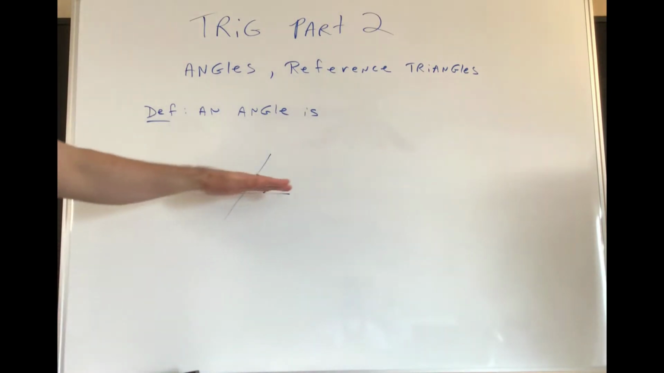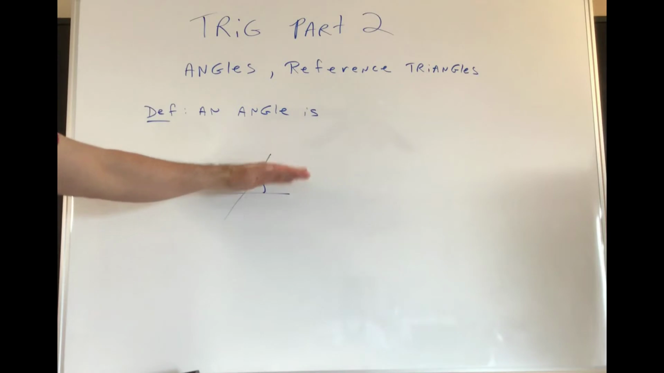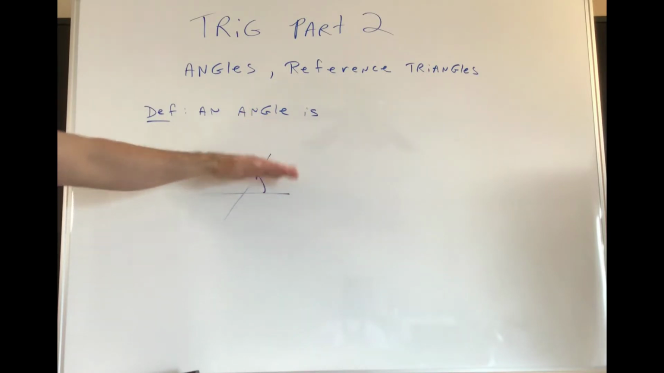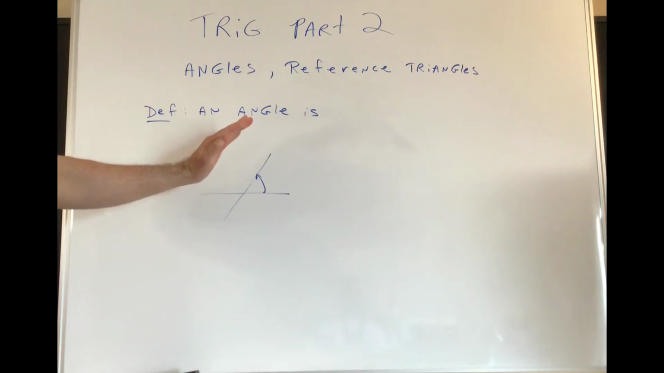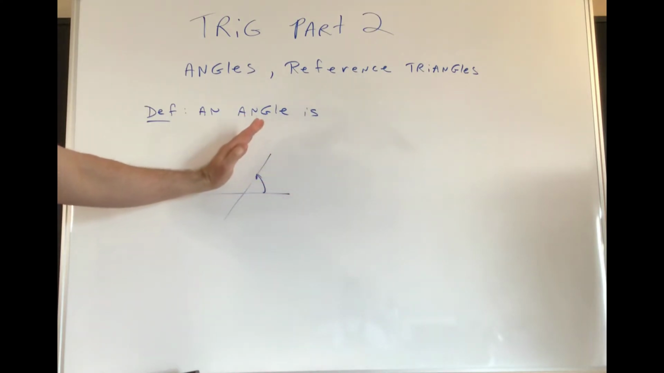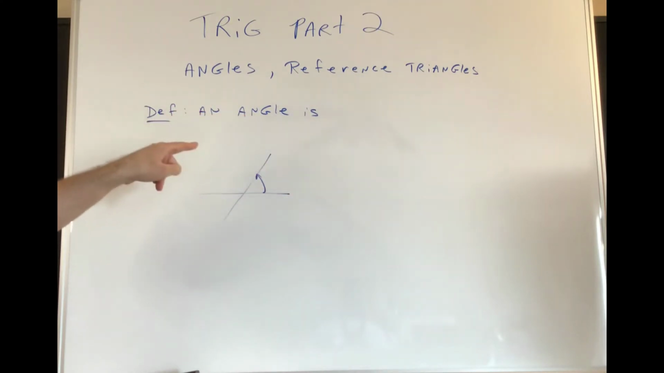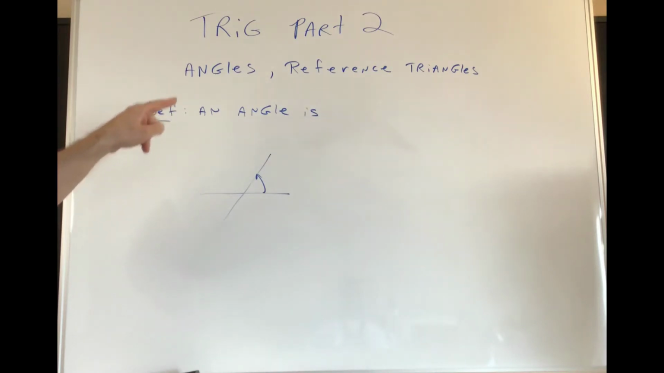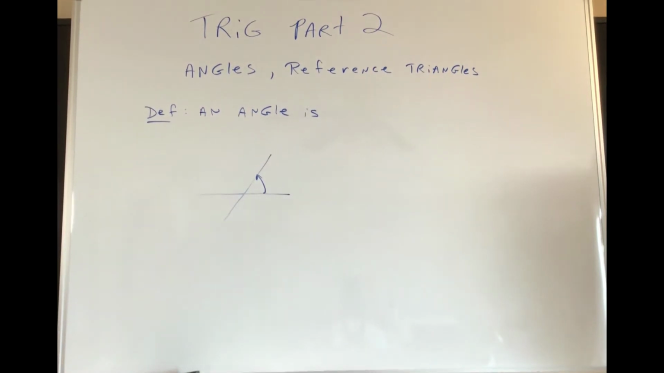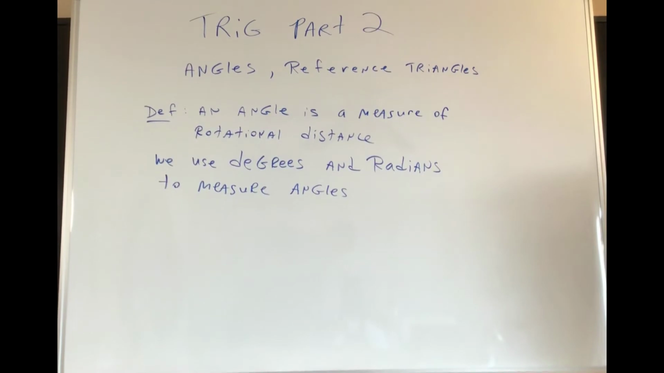An angle is nothing more than a measure of a distance that you travel. But this is a special type of traveling distance, right? This isn't just a straight line. An angle is a rotational distance. That's why when I said rotate your head 90 degrees to the right, you're turning. So it's rotational. So that's what an angle is. It's a measure of rotational distance. So I've written a definition for you. An angle is a measure of rotational distance.